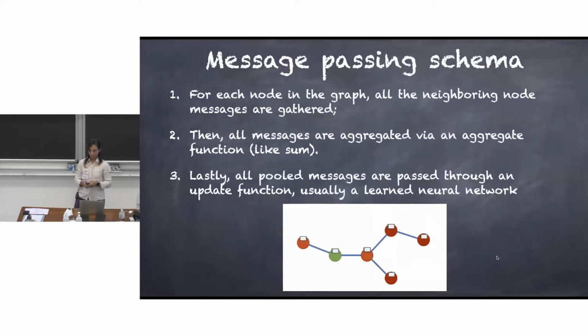Okay. So basically we have this graph that the neural network should understand, and somehow understand the relation between the nodes. These nodes and halos should communicate. For this, there is a message passing scheme that works in graph neural networks. You vectorize the features of each node, put that in an envelope, and pass it to your neighbor. This happens for the whole network. For each node in the graph, all the neighboring node messages are gathered. Then all the messages are aggregated via an aggregation function, which can be a sum, for example. And at the end, all the pooled messages are passed through an update function, which usually can be a normal neural network.